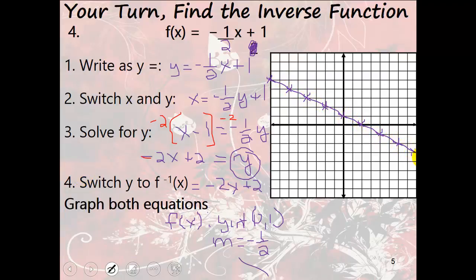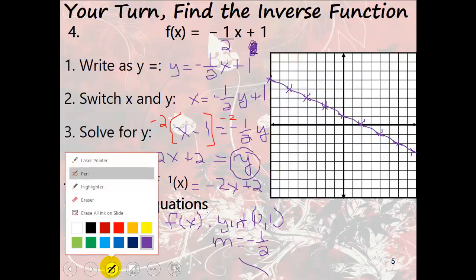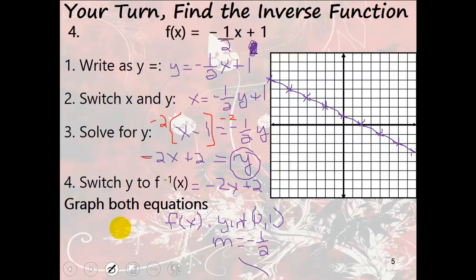Okay. Now let's do f inverse of x. That y-intercept is 0, 2. And that slope is negative 2. So again, my line is going to be going downhill from left to right. Here's the point 0, 2, and then I'm going to go up 2 over 1, up 2 over 1.